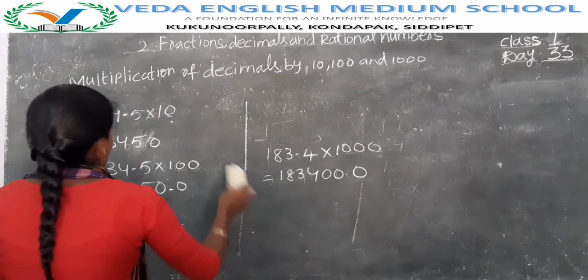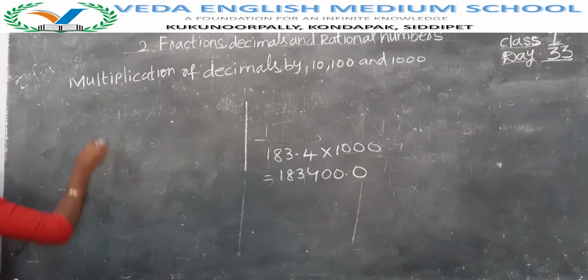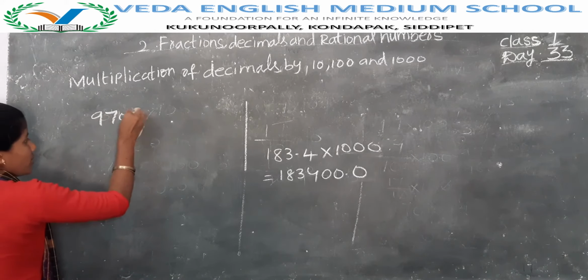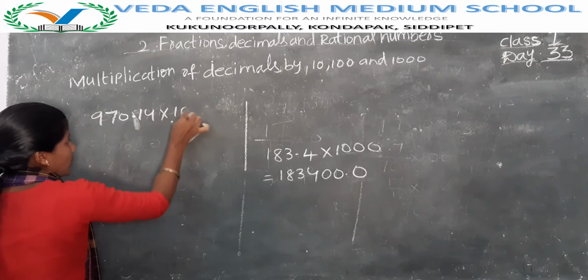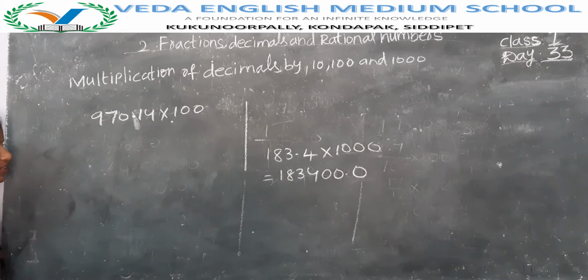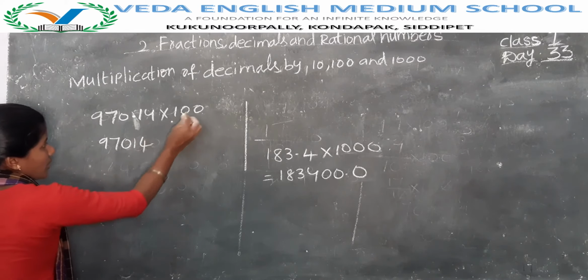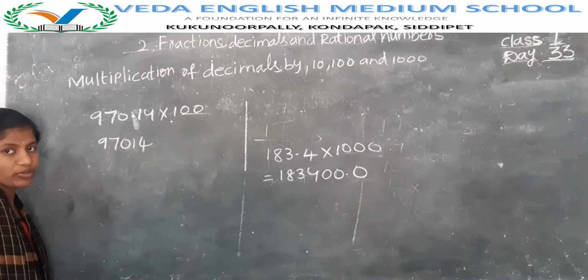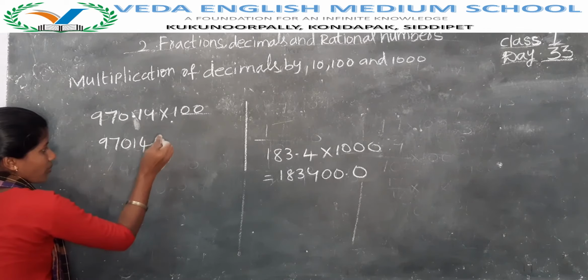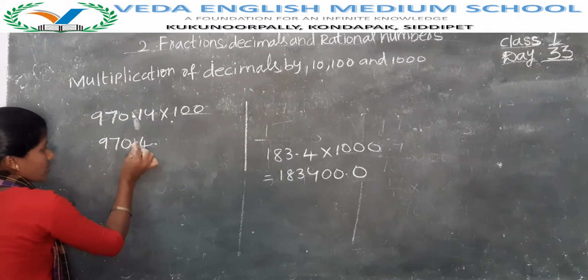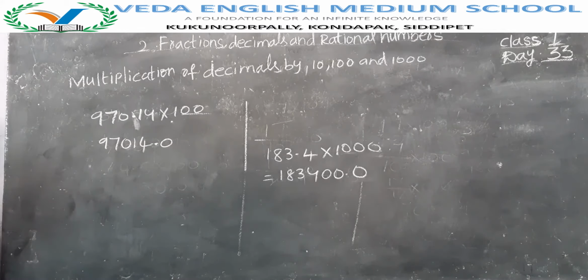It is a multiplication with 10, 100 and 1000. In the multiplication, you have to observe that the point goes to the right side. Okay, for one example, 97014 into, 0.14 into 100. Now how many zeros are there in 100? In 100 we have 2 zeros. So the point moves to the right side after 2 digits. That means after 14 you will get the point. 97014.0. Okay.